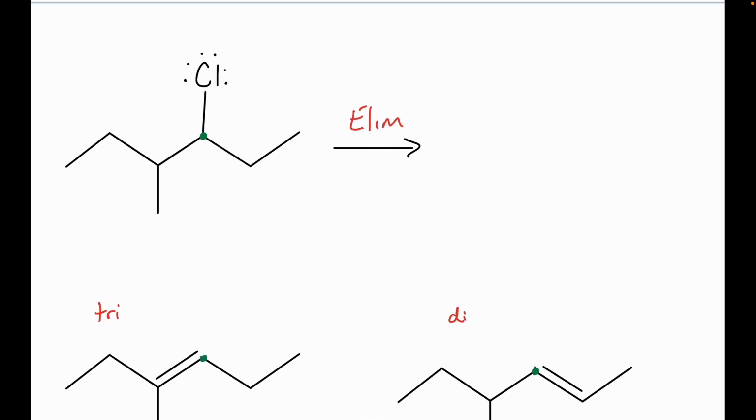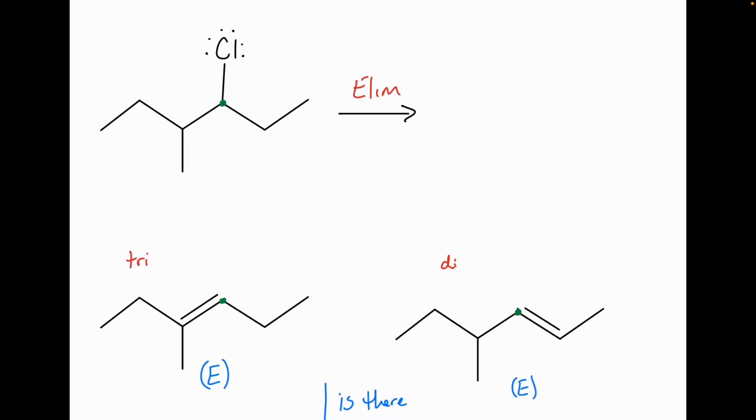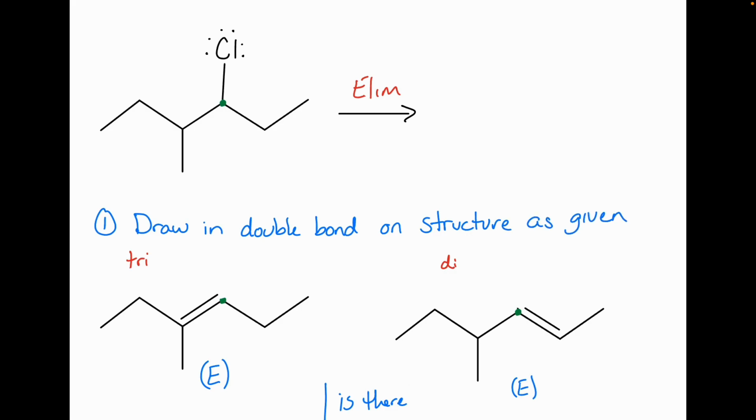Okay, and again, how do we make sure we get all possible products? Step 1: we draw in our double bond on our structure as it's given above. I remove that chlorine, put a double bond over here, and draw another structure where I put it over there.